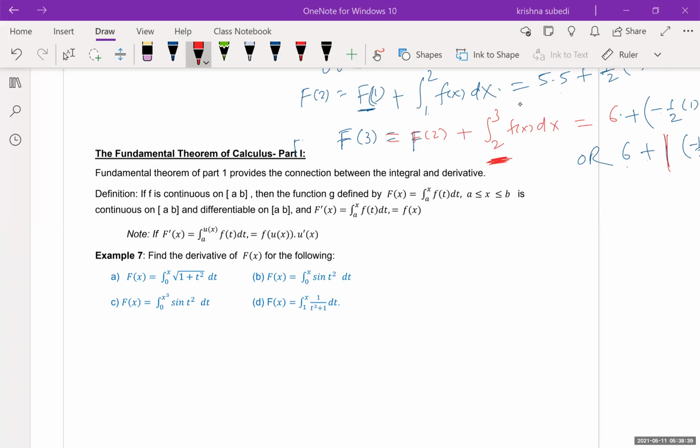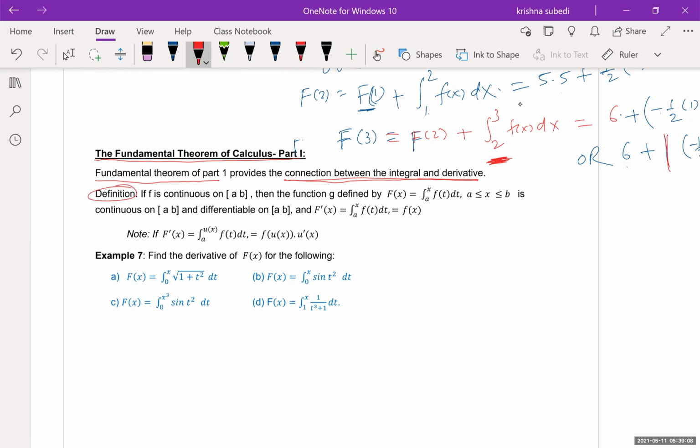Now, we already discussed Fundamental Theorem of Calculus Part 2. Now let us look at Fundamental Theorem of Calculus Part 1. So here is the definition. First of all, I just want to let you know that Fundamental Theorem of Calculus Part 1 actually provides the connection between the integral and derivative. You'll notice that in a minute. You will see the connection between integral and derivative.